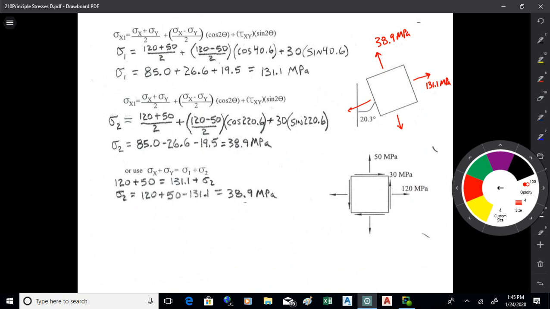Now notice in this case, the words maximum and minimum do have meaning, don't they? Because that's the maximum stress, that's the minimum. So it's hard to just have one way of expressing that. It kind of depends on the signs on those things, how you describe them. All right, so now we know if we're going to design this thing, we're designing it for 131.1 megapascals.